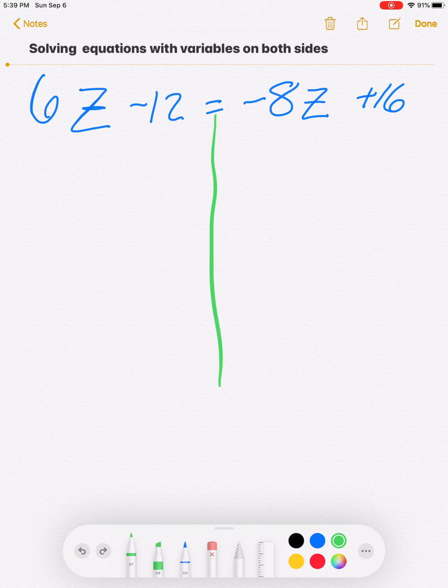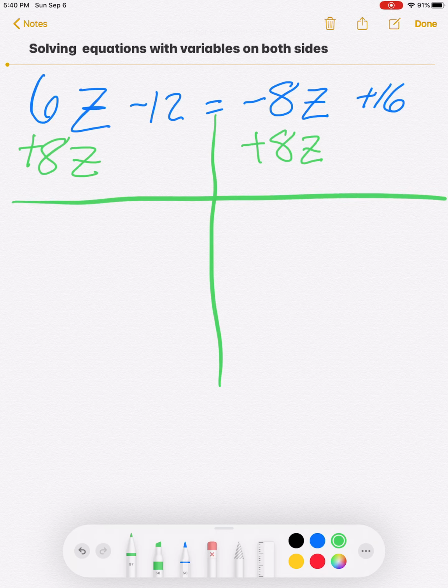The inverse of negative 8z is going to be a plus 8z. What I do to one side, I have to do to the other. So I can only add or subtract my z's from the other z. I could not put this under the 12 because the 12 does not have a z. I have to put it under the 6. So we're adding 8z on this side. Now I look, this zeroes out. I can bring down my 16.